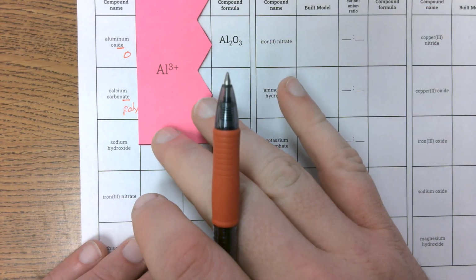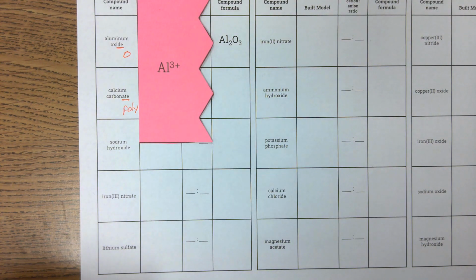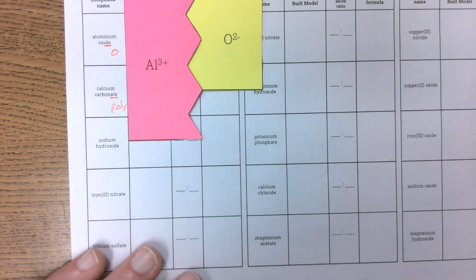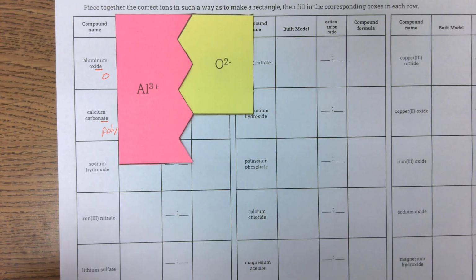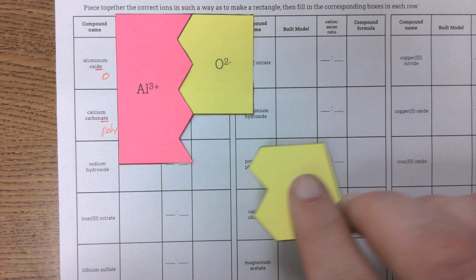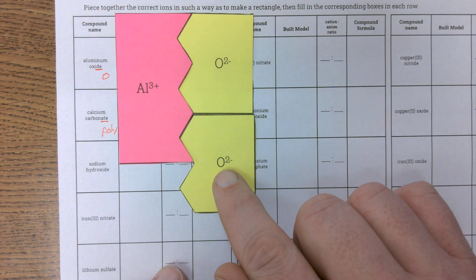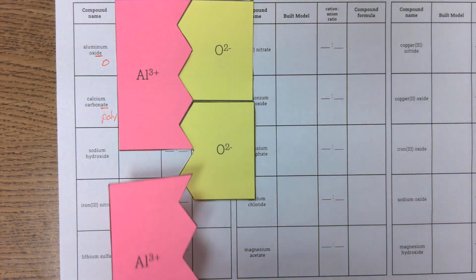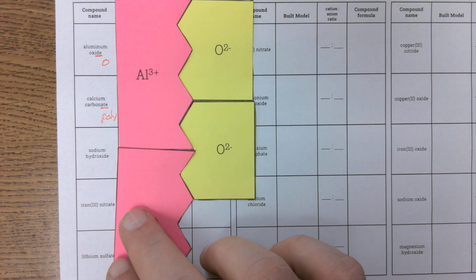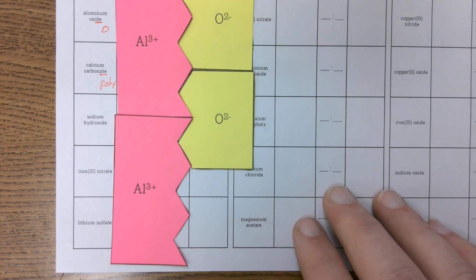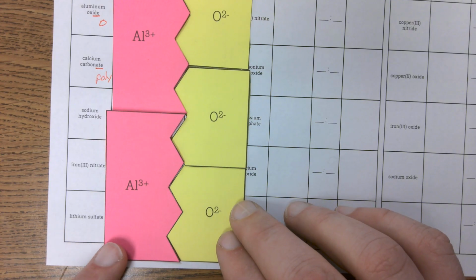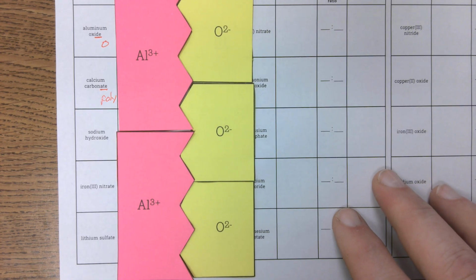And so starting with aluminum oxide, we have aluminum, and then oxide refers to oxygen. And so if I put these together, it doesn't make a full puzzle piece, or a full rectangle, excuse me. And so I would have to add more. If I add another oxygen, I still don't have a complete regular rectangle, so I'd need an additional aluminum. Rectangle still not complete. But if I add one more oxygen, now I have the complete rectangle.